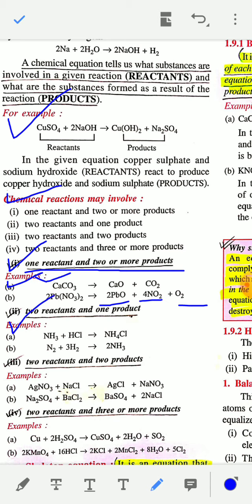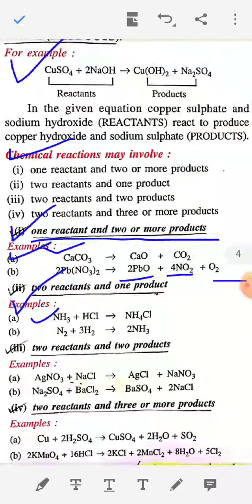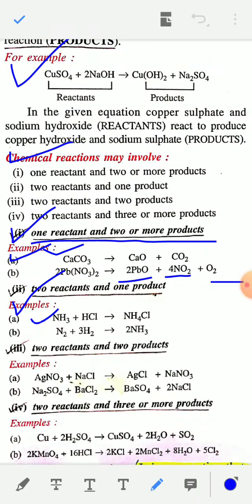There are some chemical reactions in which two reactants are involved and one product is formed. For example, when ammonia combines with HCl, it forms ammonium chloride, NH4Cl. In this reaction, two reactants combine to form only one product. Similarly, when hydrogen combines with nitrogen, two types of reactant combine to give a single product. Ammonia is formed in this reaction, N2 plus H2 gives 2NH3.